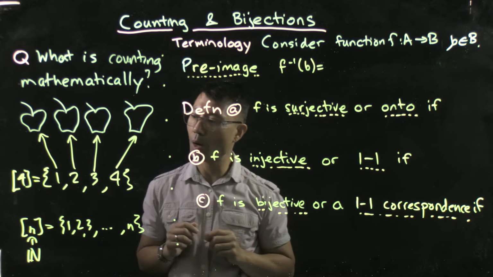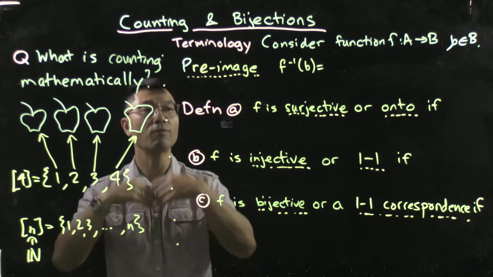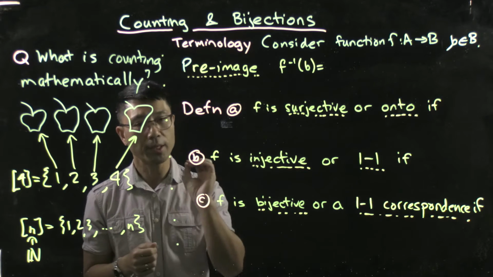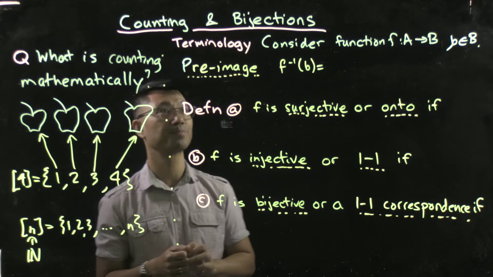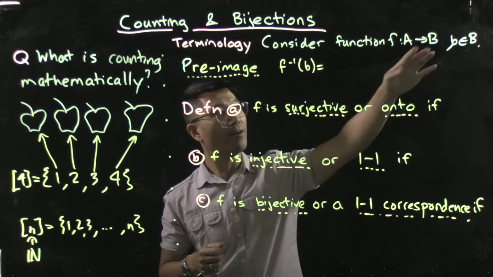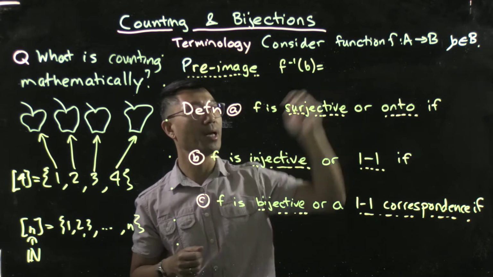And the question is, this is done via some sort of function. What functions can you use? Well, we're going to have to introduce some terminology to say which functions you can use. So now we're going to look at 2 sets, A and B, and a function f from A to B.